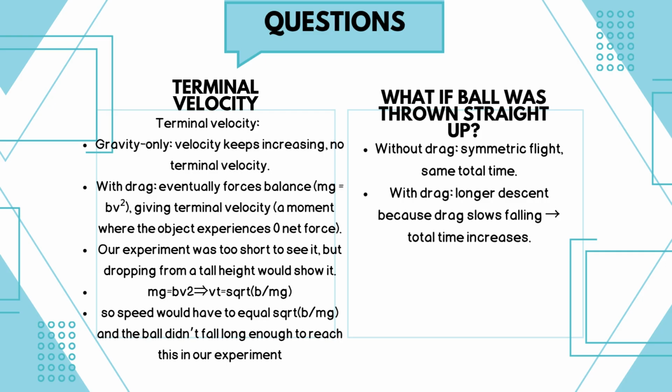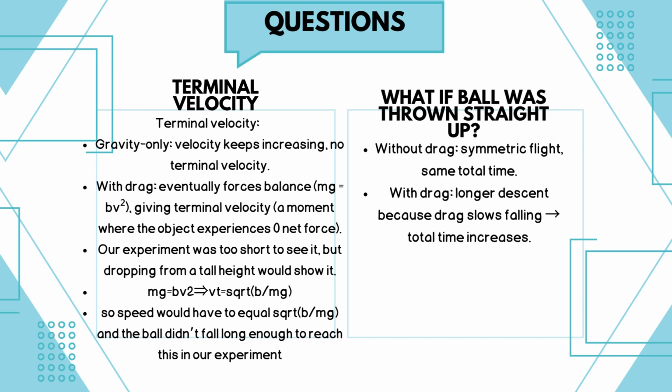And then questions: terminal velocity. In the gravity-only model, velocity keeps increasing, so there's no terminal velocity, but with drag, the forces will balance at some point, giving a terminal velocity. But our experiment was too short to see it because we would have to have a velocity that equaled the square root of mg divided by b, and we didn't have enough time for the ball to reach that speed.